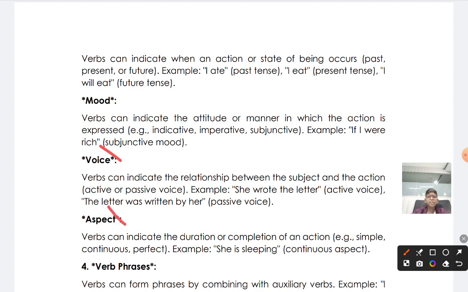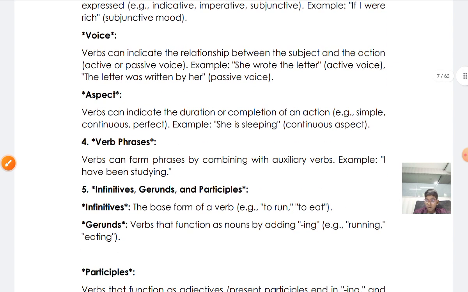Verbs can indicate the duration or completion of an action. Examples: simple, continuous, perfect. Example, she's sleeping. It's a continuous aspect. So next comes the verb phrases. Verbs can form phrases by combining with auxiliary verbs. Example, I have been studying.